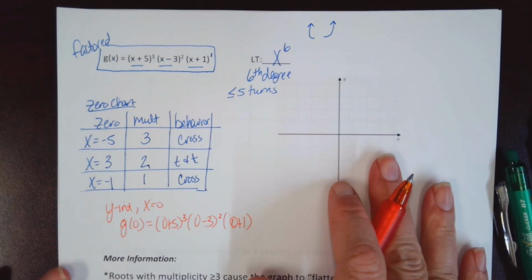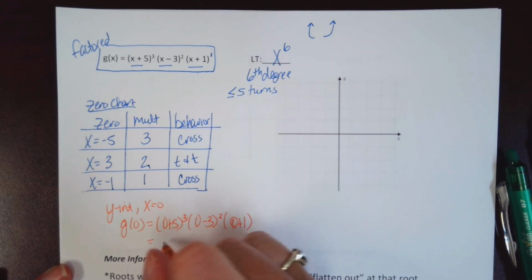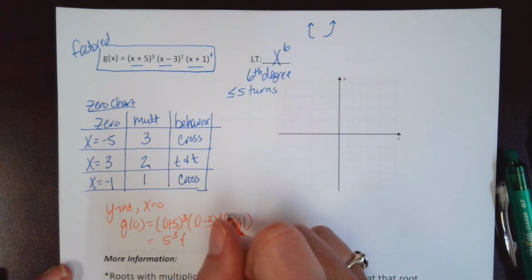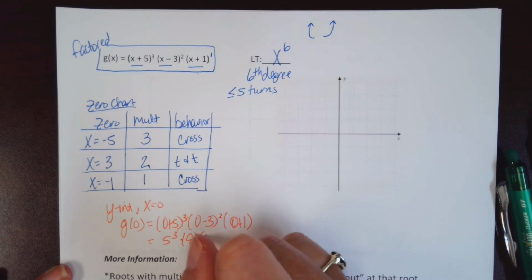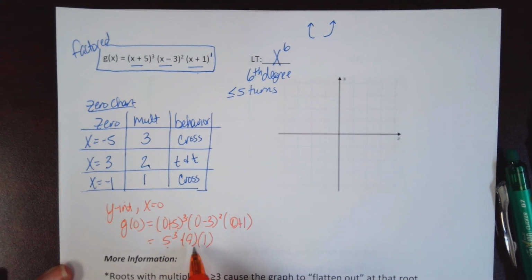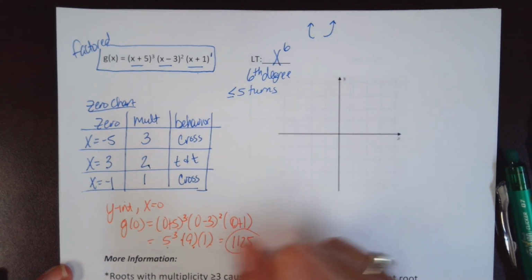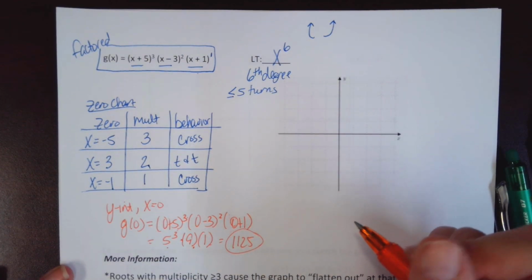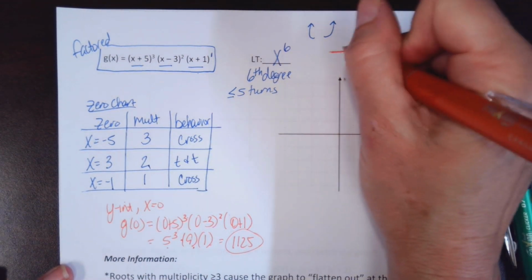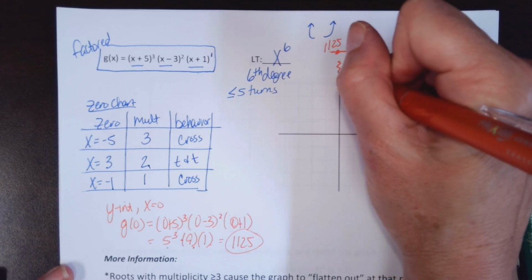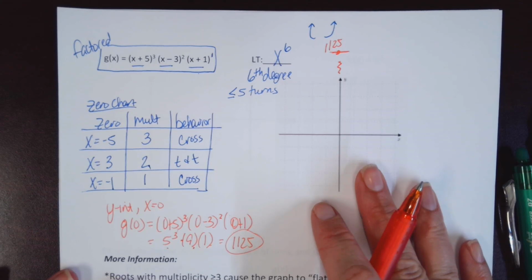So I plug that into my function. I get 5 cubed, which is 125, times negative times negative is a positive 9 times 1. So 125 times 9 times 1, that gets me to a huge, huge number. My y-intercept is at 1,125. So again, I have a break in my graph.